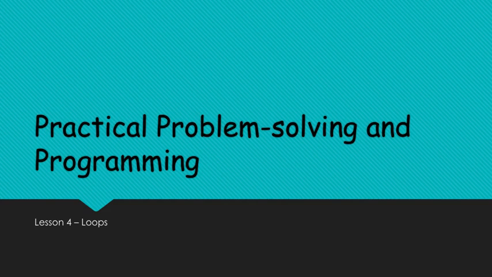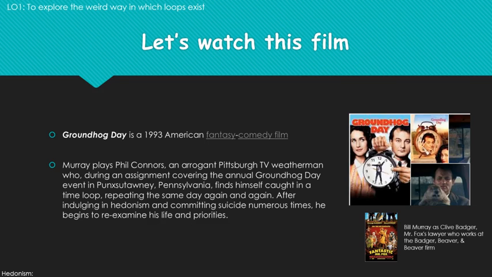Okay, welcome to Practical Problem Solving and Programming, and this is lesson 4 where we're looking at loops as a whole. What we did in lesson, we watched the trailer of the Groundhog Day film, and in Groundhog Day, Phil Connors, the character played by Bill Murray, is caught in a time loop. He can exit the time loop, and I think towards the end of the film he has to meet a certain number of conditions, and once those conditions are met, then he exits the loop. Okay, so continue on from that.